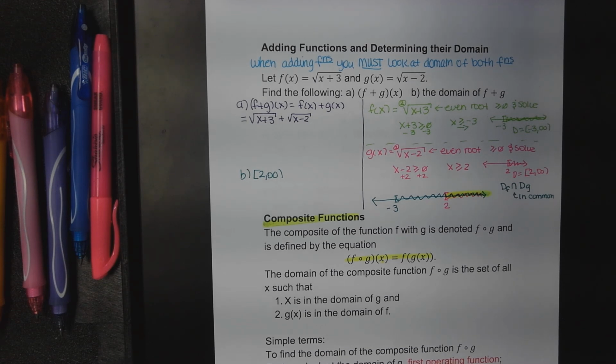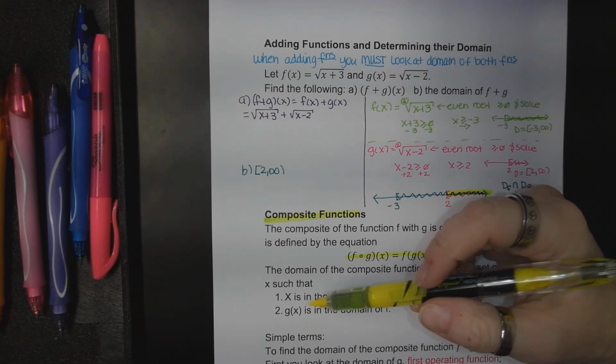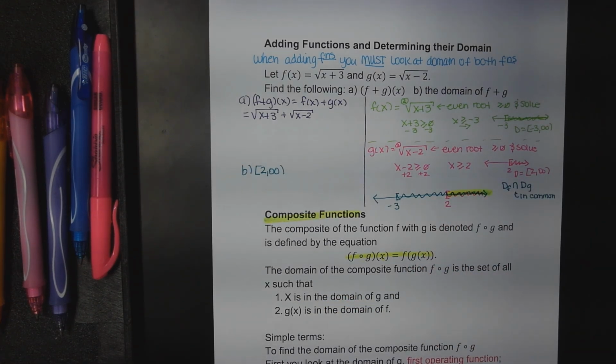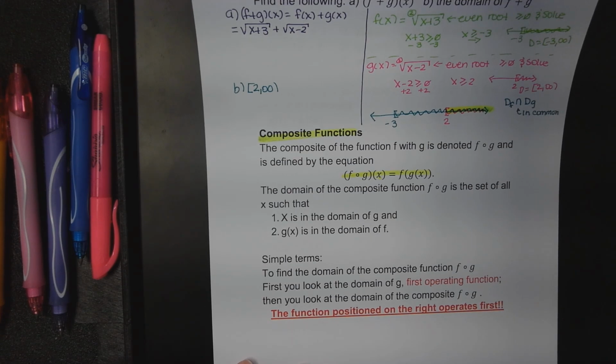And the domain of the composite function, f composed of g, is the set of all x such that x is in the domain of g and g of x is in the domain of f. Okay. So I know that sounds super confusing. It's not that bad, really. Let's just look at it.